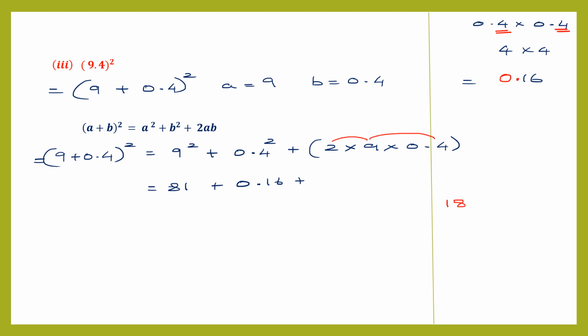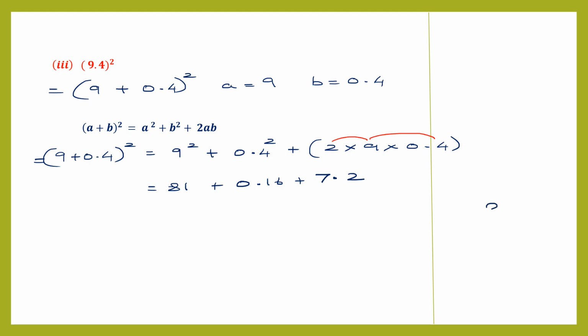So how do we do that? 18 into 0.4 will be 18 into 4. 4 8s are 32, carry 3, 4 1s are 4, 5 6 7, 72. Now in the question there is one decimal place. Your answer also should have one decimal place. It becomes 7.2. Now we have to add up all these.